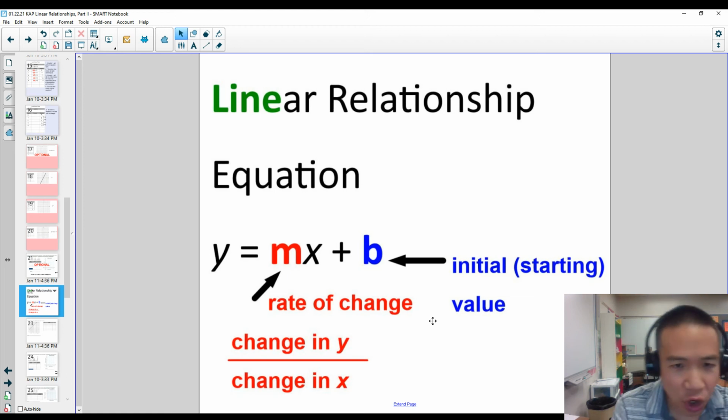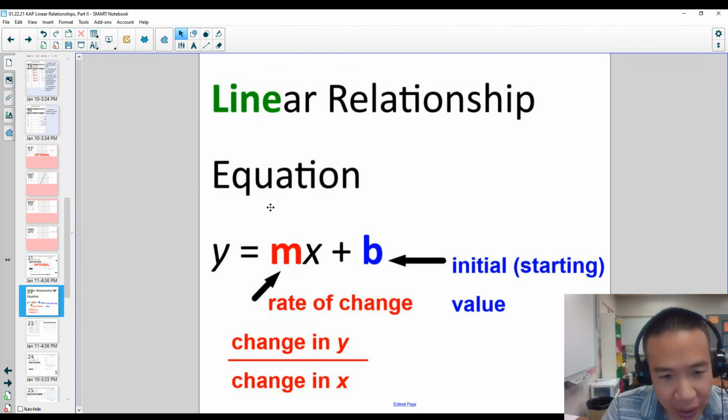Today's lesson is over linear relationships, and you notice I highlighted line. So we're talking about lines pretty much. In an equation, it's in the form of y equals mx plus b.